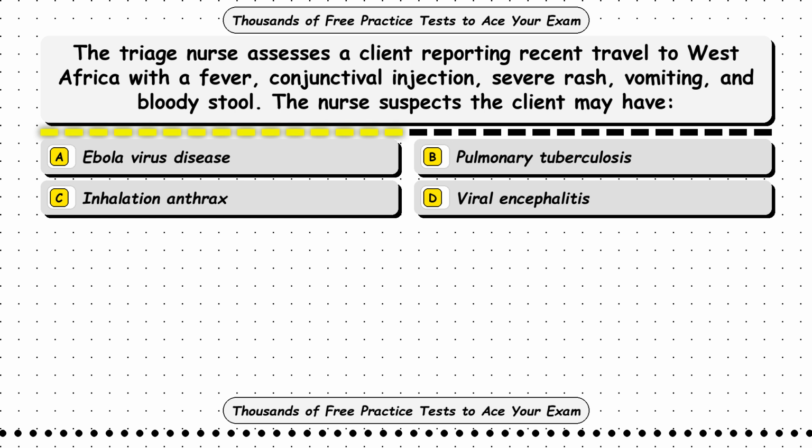The nurse suspects the client may have: Option A, Ebola virus disease. Option B, pulmonary tuberculosis. Option C, inhalation anthrax. Option D, viral encephalitis.